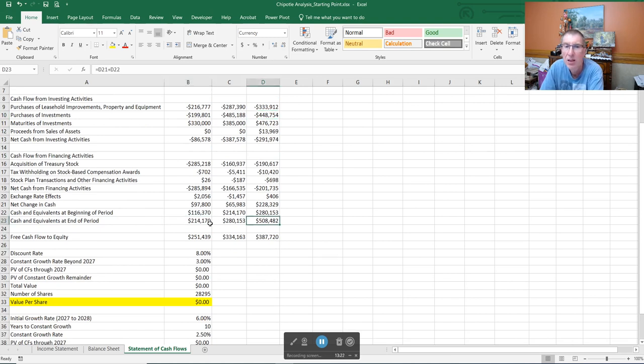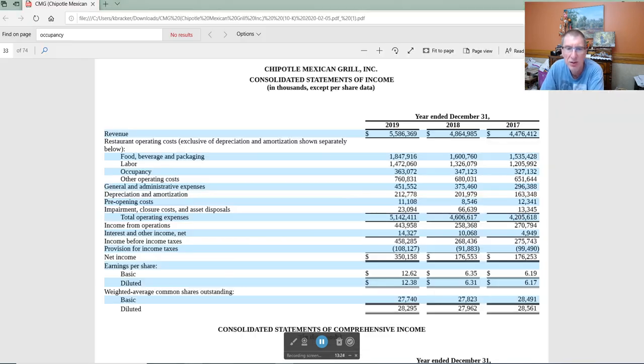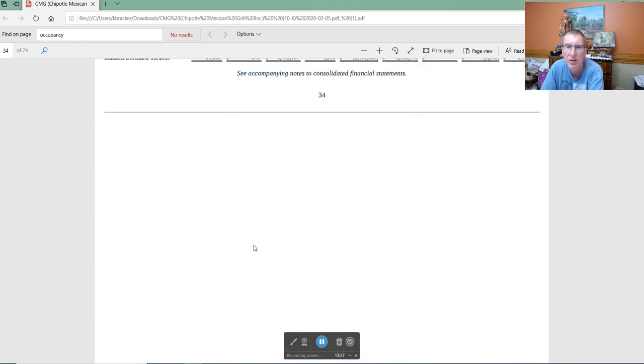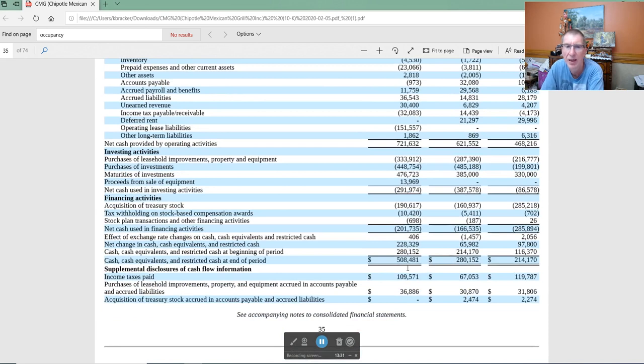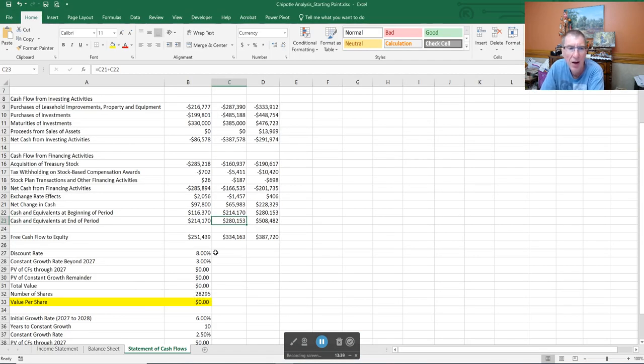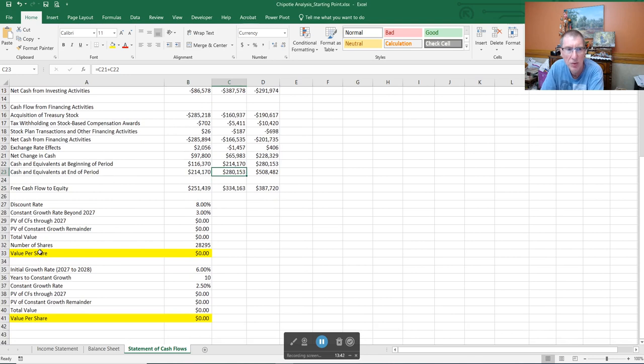And again, you can check these figures in your financial statements. Make sure for the statement of cash flows, you're getting the cash equivalents lining up everything. And that's a way to make sure that you're entering those numbers correctly. Now, I'm going to come back to this here.